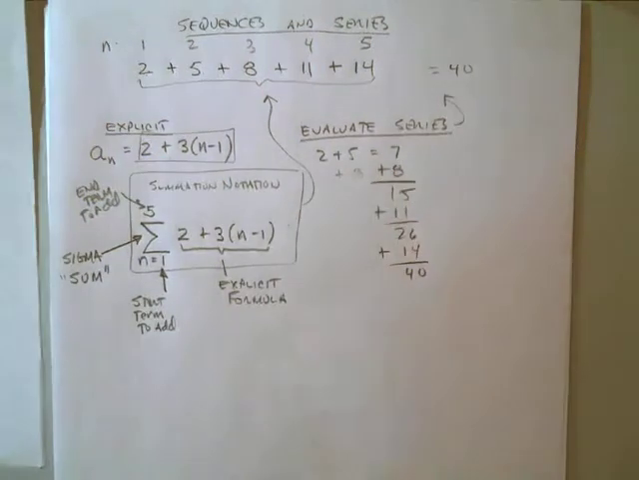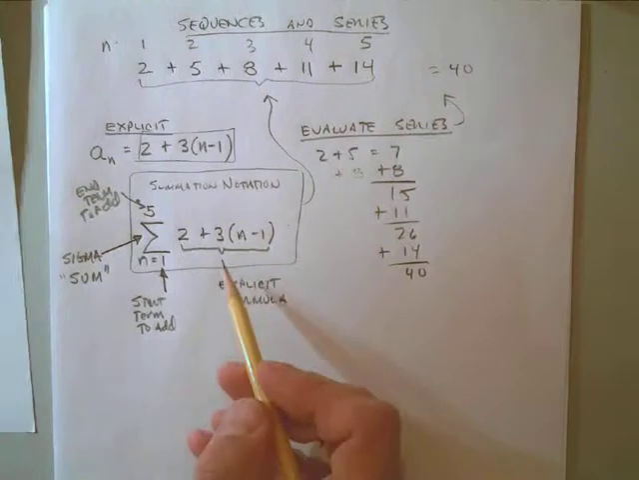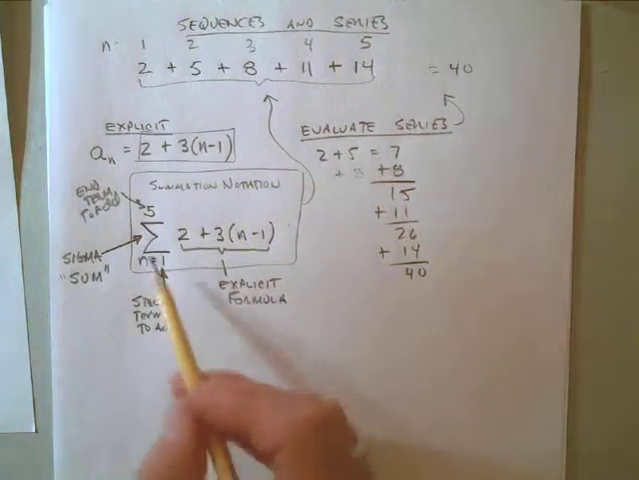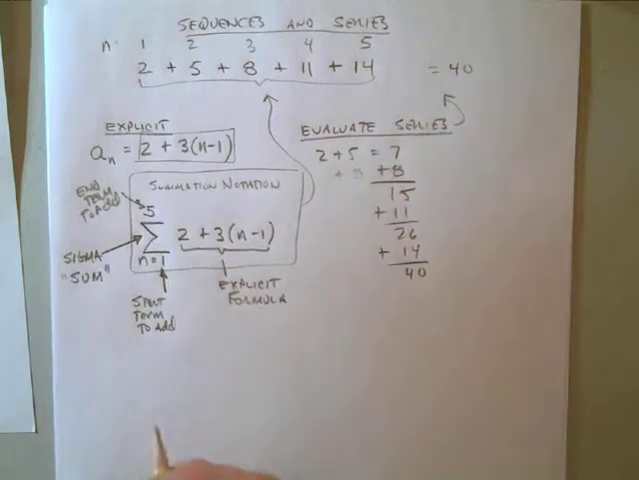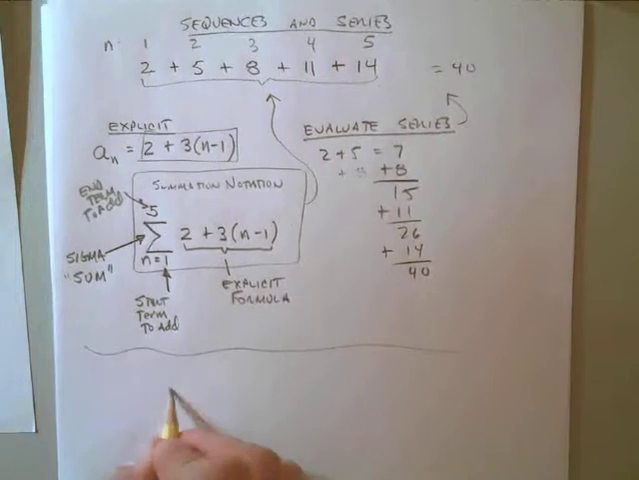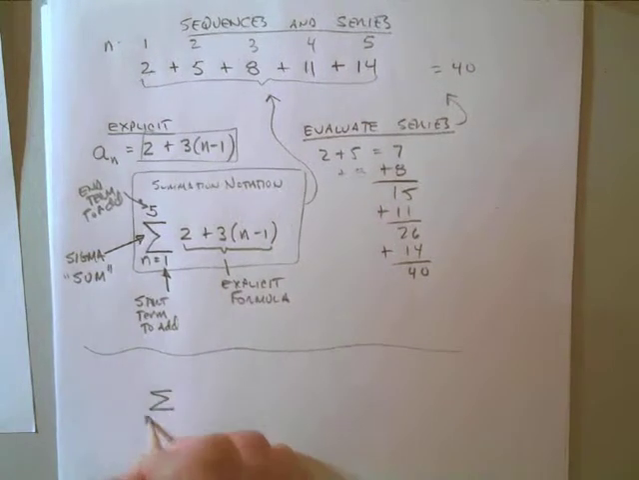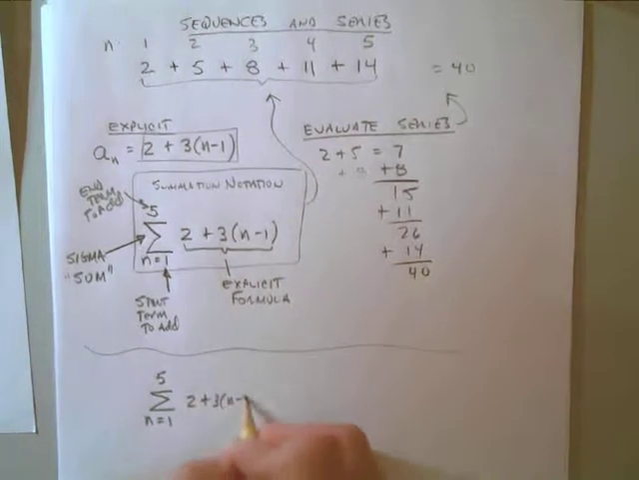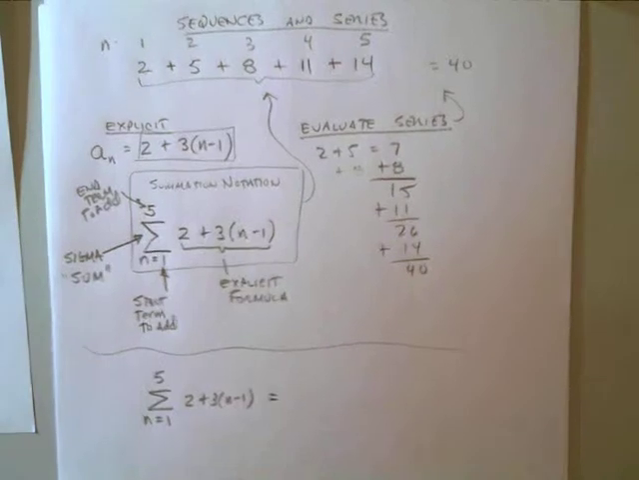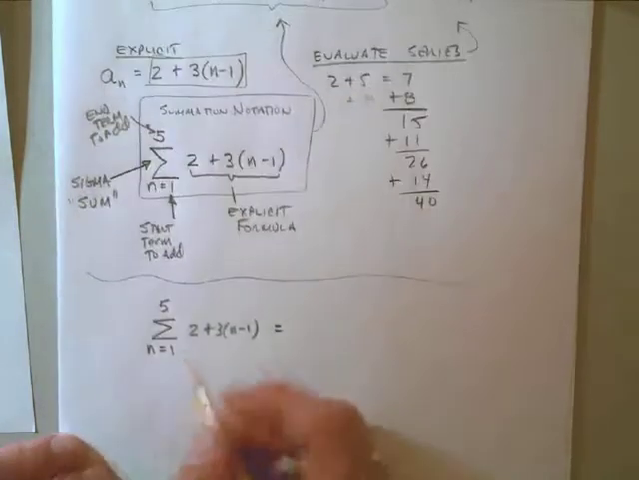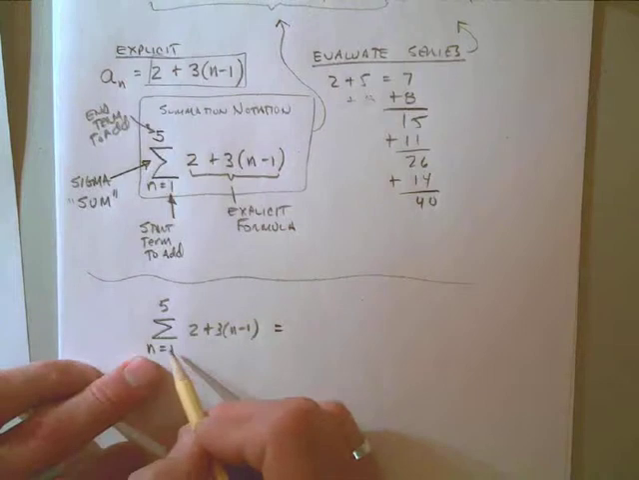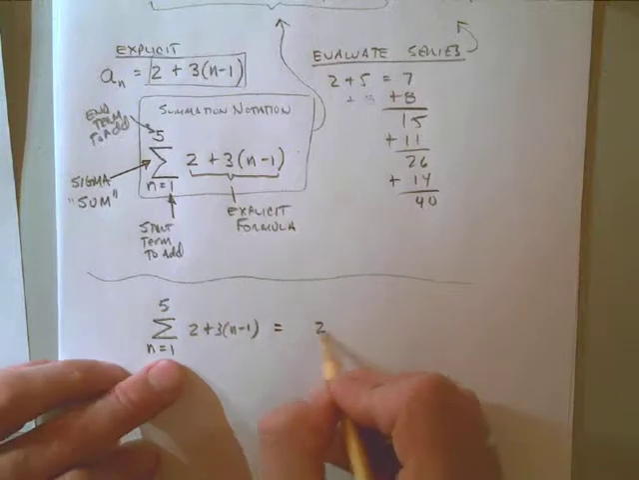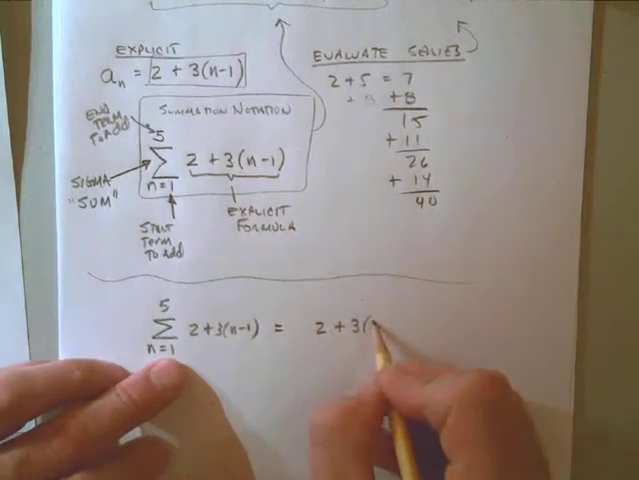So, given this function, or this summation notation, let me show you how this would work from adding it up. So I'm going to rewrite it down here. We have the sum of n equals 1 to 5, 2 plus 3 times n minus 1. Okay, so this is what this means. What we're going to do is take the numbers 1 through 5, plug them into this equation. So we would do 2 plus 3 times 1 minus 1.